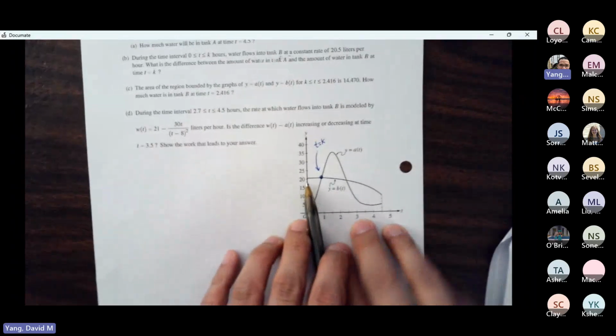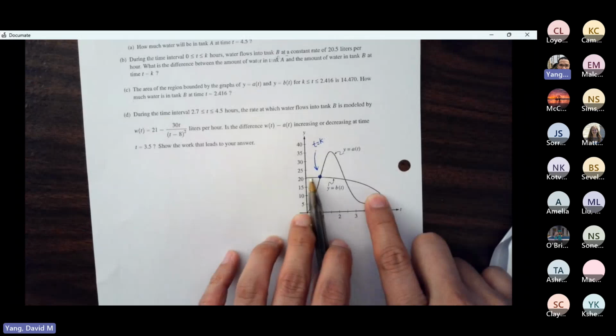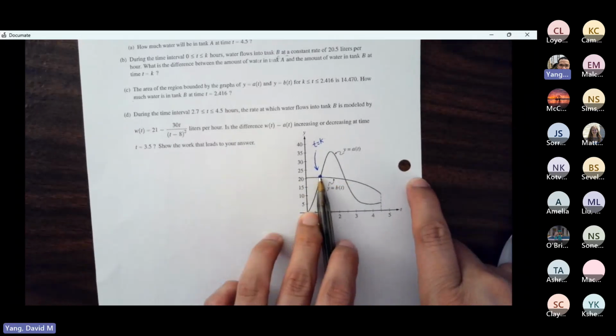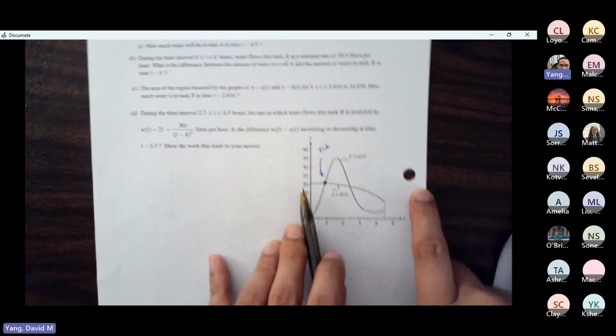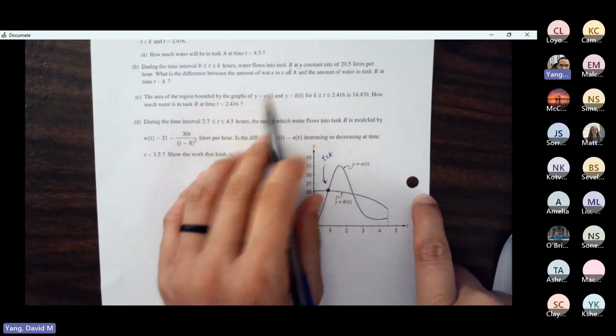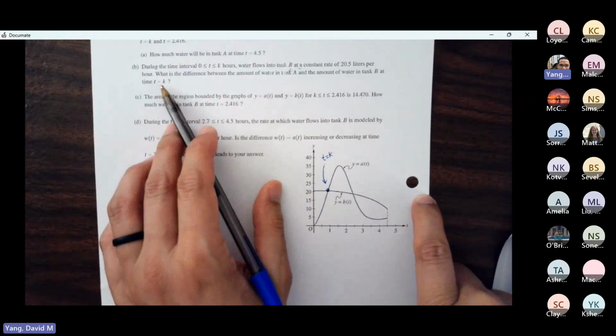I know it would be hard to see, but we have to recognize this as a straight line here. And then after that, it starts to curve. But up until this point, it's going to be just a straight line. So what is the difference between the amount of water in tank A and the amount of water in tank B at time t equals k?